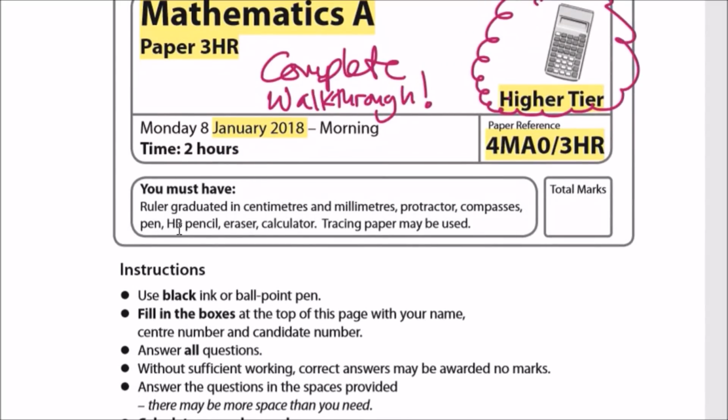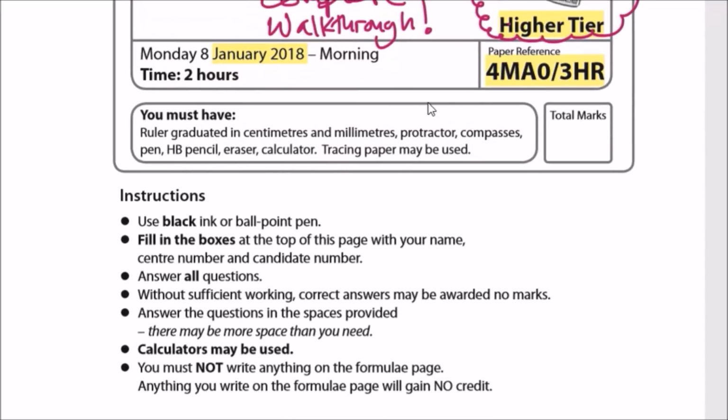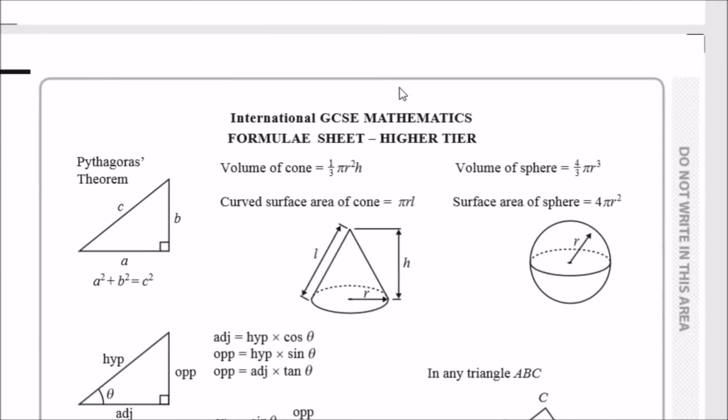So as usual, you always need to have a ruler measured in centimeters and millimeters, a protractor, compass, and a pen, preferably black pen, I believe. Yep, use black ink or ballpoint pen, a pencil, rubber, calculator, and maybe tracing paper, but usually you don't really need this. That's fine. Anyway, let's go right in, guys.